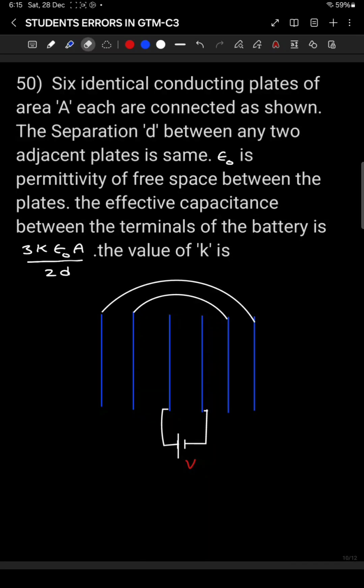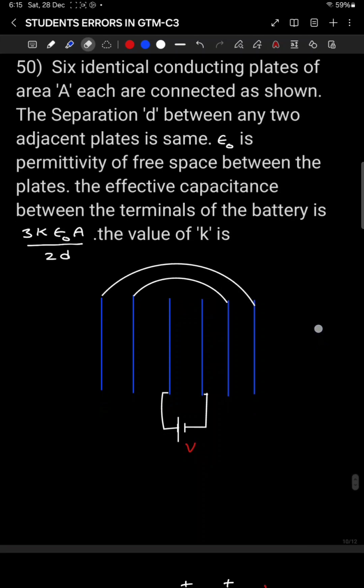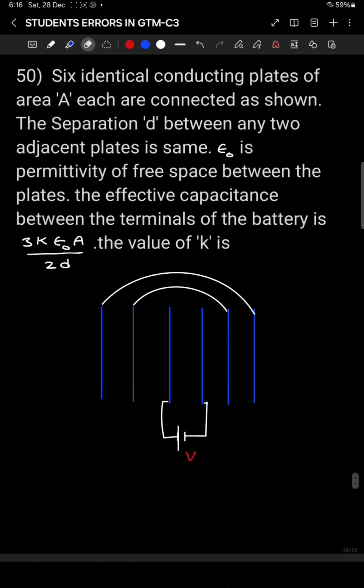Today we will discuss errors done by students in GTM-C3. This given problem belongs to parallel plate capacitor. Here we have 6 identical plates. The area of each plate is given A and separation between the two plates is given D.